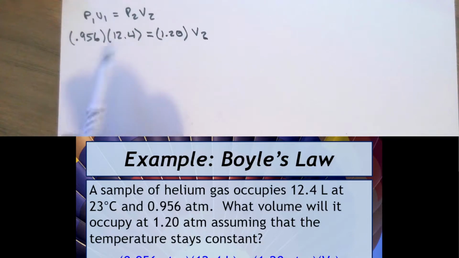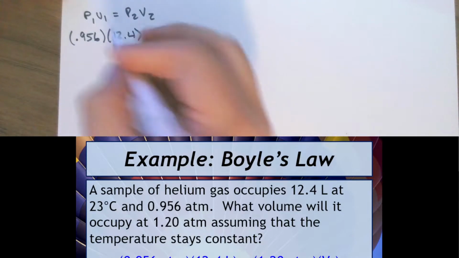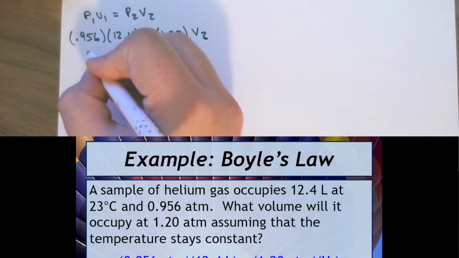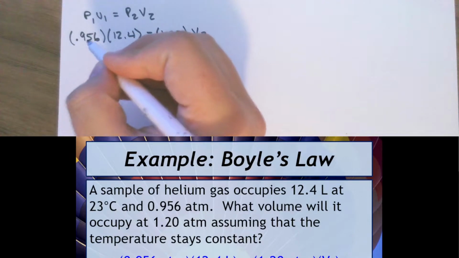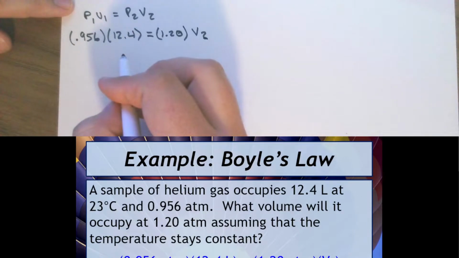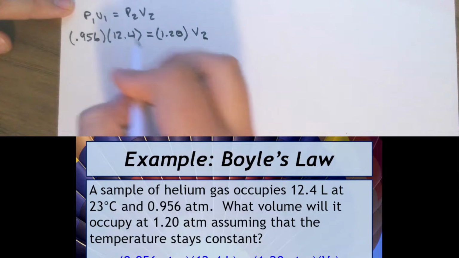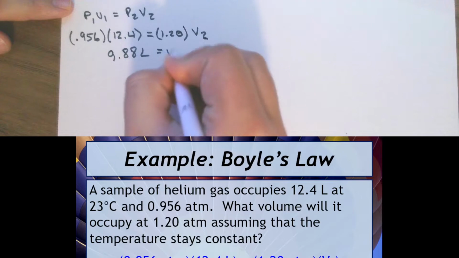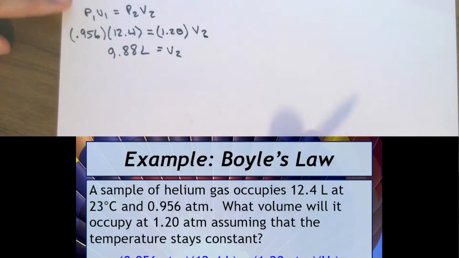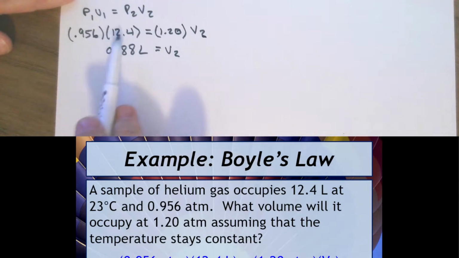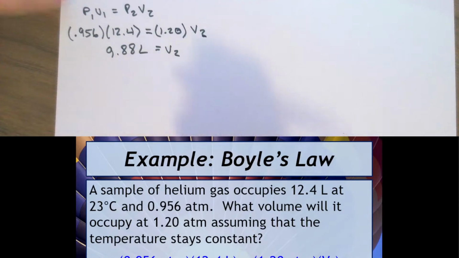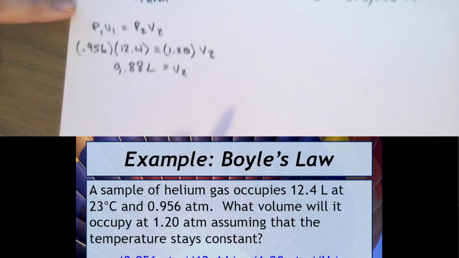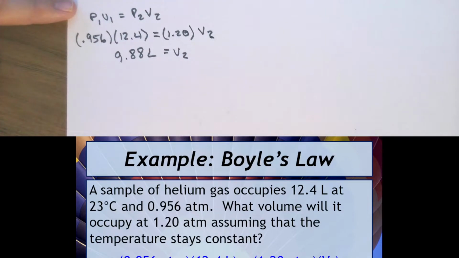So we're just going to multiply the left side together, and then divide by 1.2. When I do the whole thing, I get 9.88 liters. So I just multiply the left two numbers, divide by 1.2 to get V2 by itself. 9.88 is the answer. And that's all you have to do to solve Boyle's law.